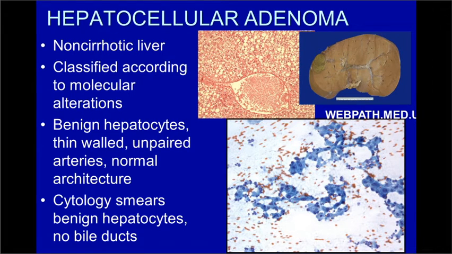Hepatocellular adenoma typically occurs in non-cirrhotic liver, and our understanding of what drives the development of these has increased over the last decade or so. So we now have a molecular classification of adenomas. But in general, in terms of morphology, on gross exam, if we were to look at a liver, we can see that it's a well-defined mass. Here it has some bile pigments, a little greener compared to the normal liver, but notice that it's very well-defined and located beneath the capsule.